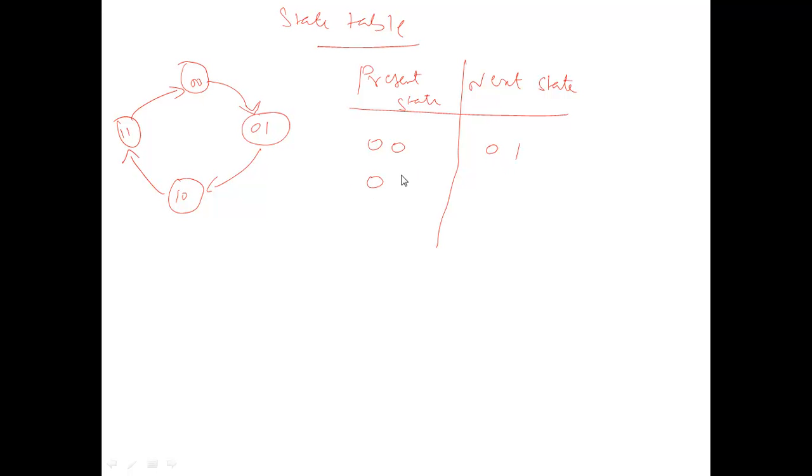If the present state is 0 1, the next state is 1 0. If the present state is 1 0, the next state is 1 1. If the present state is 1 1, the next state is 0 0. So this is the present state and this is the next state. If you are in the present state of 1 1, on the next clock pulse it will go to 0 0. Okay, so this is what the state table is. Now you have to decide how many flip-flops you want to use. Here, as you have 4 states in the state diagram, you have 4 states.